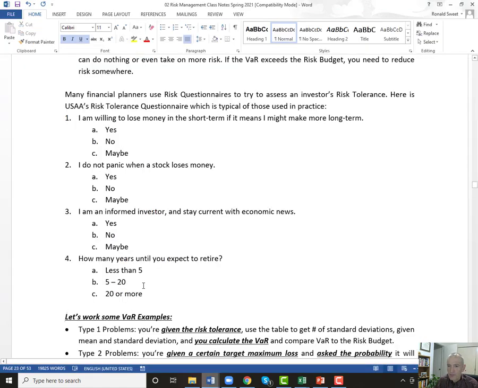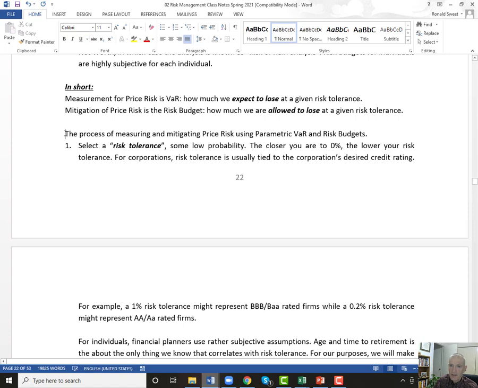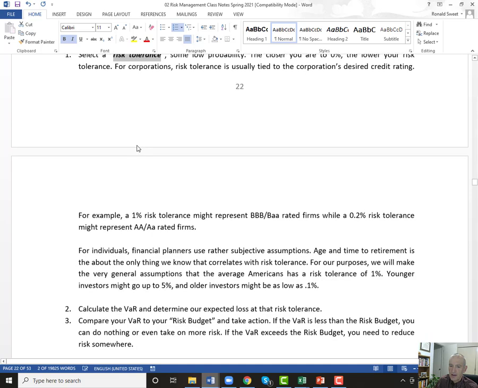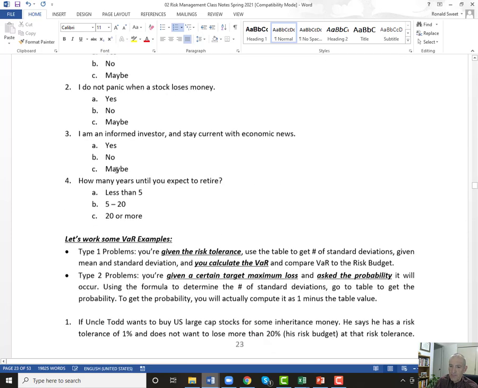All right, so let's work a few value at risk problems. Before we do that, just a reminder of the process. We had the process up here. The first thing is we pick our risk tolerance. And these problems, I'll give you the risk tolerance, although there's a few places we'll actually back into the risk tolerance. We'll then use that to calculate the VAR given the expected value and the standard deviation. We'll then compare our VAR to our risk budget or our risk limit, and we'll make a decision, okay?